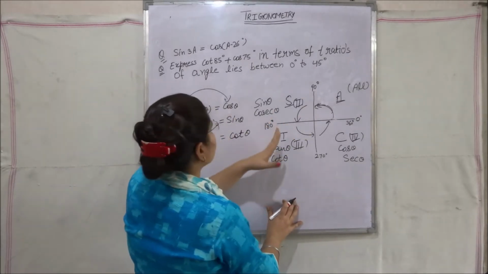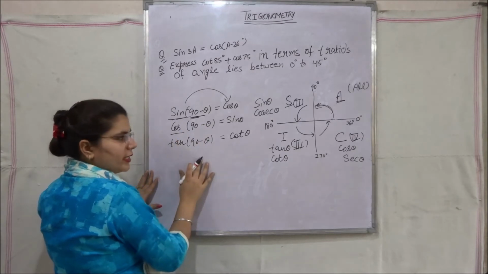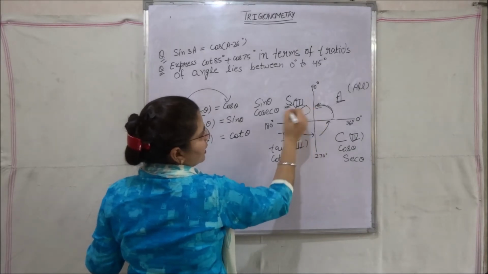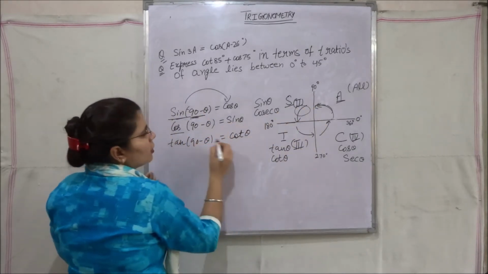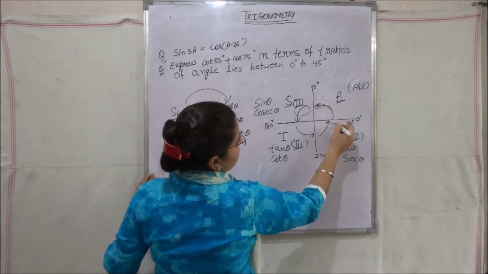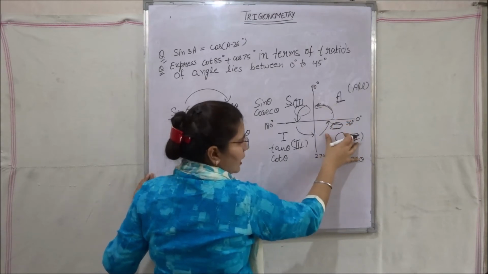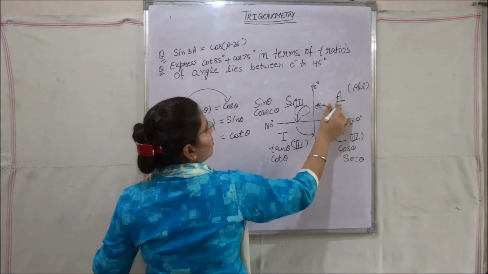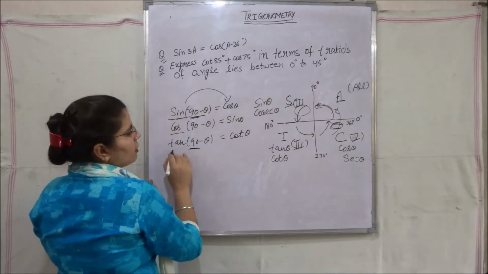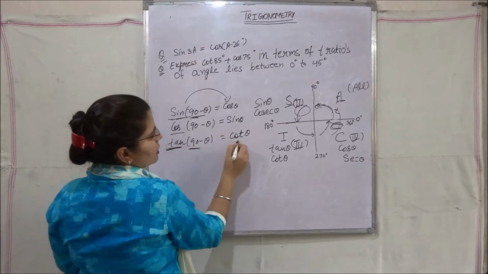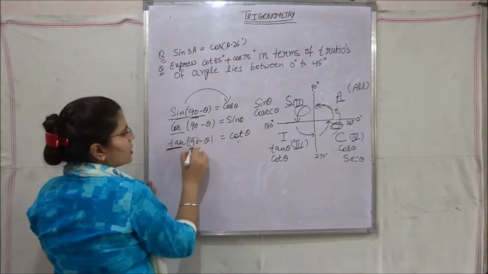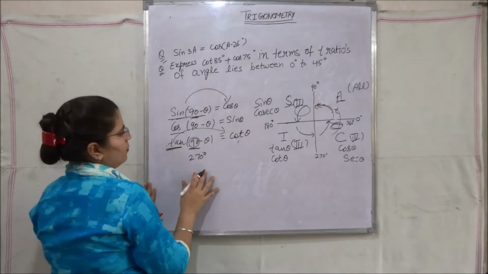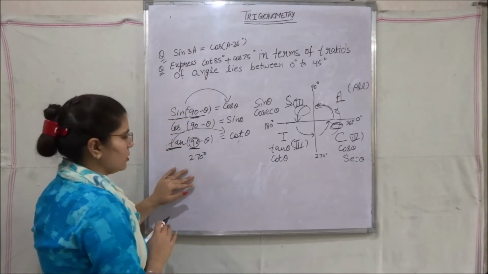So the ratio will change in the case of 90 degree or 270 degree. But in case of 180 degree, that is 180 minus theta in the second quadrant, or when we are taking 360 minus theta, which will lie in the fourth quadrant, or 360 plus theta, which will move to the first quadrant again, there will be no change in the ratio, that is tan theta will remain tan theta. But in case of 90 degree and 270 degree, the change takes place. So let's do one question.